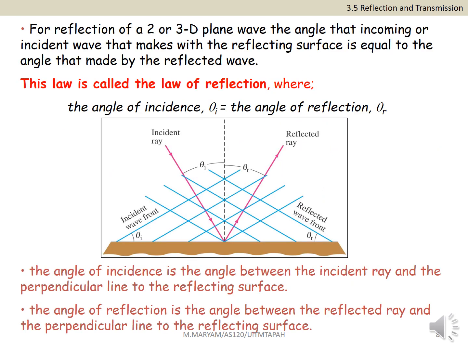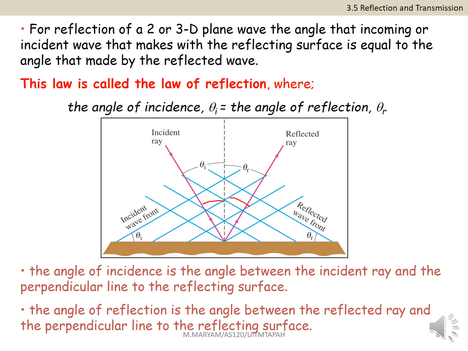For reflection, do you still remember we learned in chapter 1 the condition of reflection? For a 2D or 3D plane, the angle that the incoming or incident wave makes with the reflecting surface is equal to the angle made by the reflected wave, because it happens in one medium. This law is called the law of reflection, where the angle of incidence theta I equals the angle of reflection. As you can see here, the angle of the incident wavefront is the same as that of the reflected wavefront.